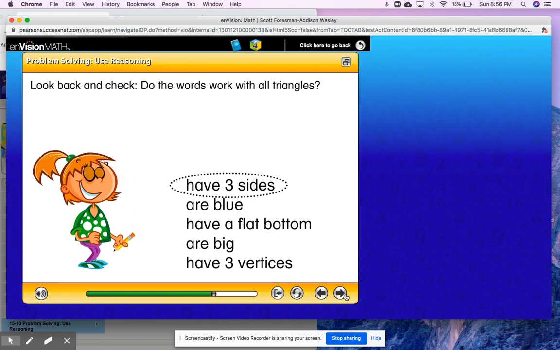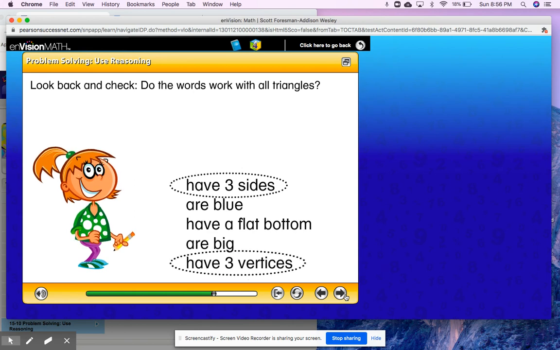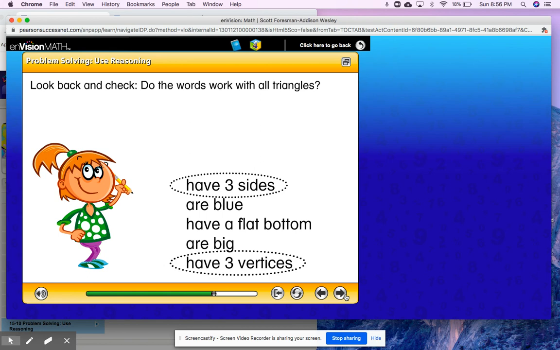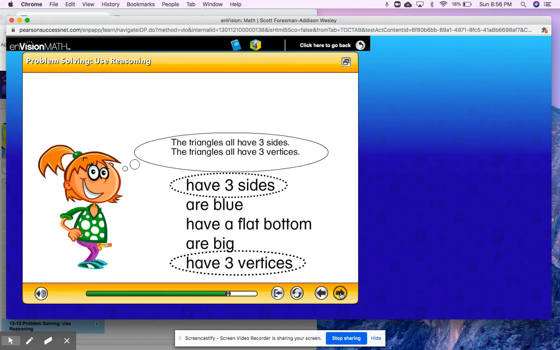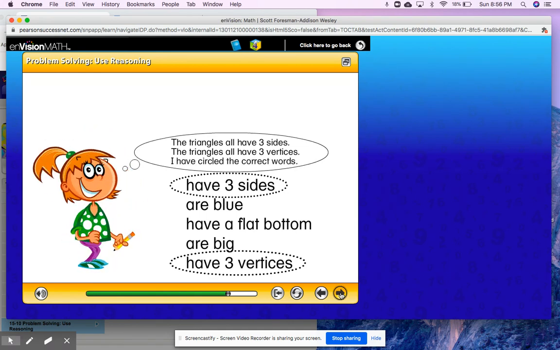Look back and check. Do the words work with all triangles? All right, so they said that they knew that all triangles have three sides and all triangles also have three vertices. So they circled those two clues. It says, do the words work with all of the triangles there? Well, do all triangles have three sides? Yes, they do. Do all triangles have three vertices? Yes, they do. So both of those clues are true. The triangles all have three sides. The triangles all have three vertices. I have circled the correct words.